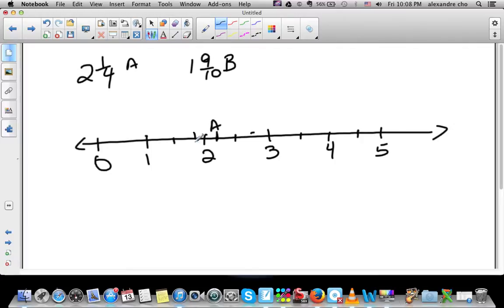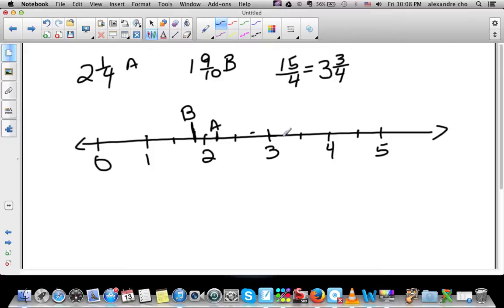So it would be right around here, very close to 2. And I'll put a B over here. And then 15/4. It's an improper again, so I'm going to change that to a mixed number. 4 goes into 15 about 3 times. 12, you have 3 left over, and 3/4. So for 15/4, 3 3/4, it's 1 step, 2 steps, 3 and 3/4.